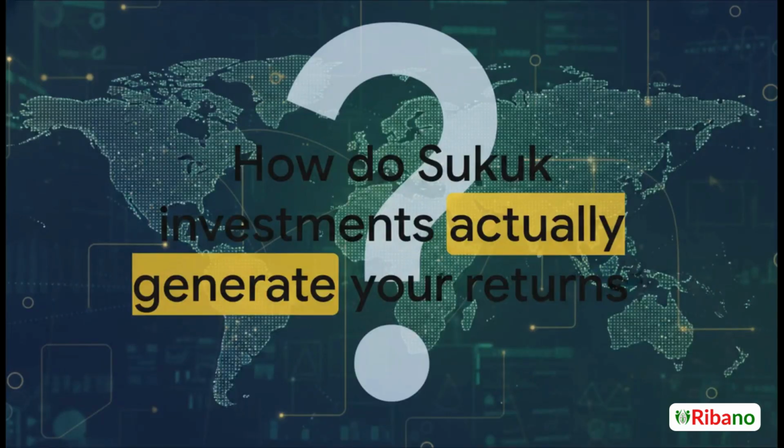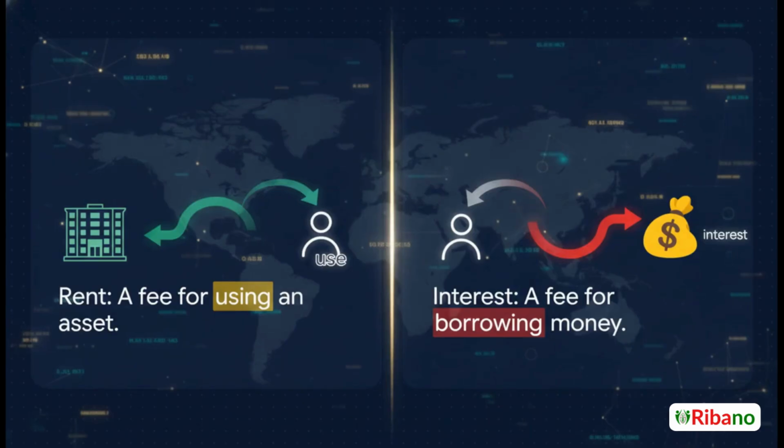Okay, let's just jump right into the question that really matters, doesn't it? How do these investments actually make you money? It's probably a lot simpler and more direct than you might think. So here's the fundamental difference, the most important thing to grasp. Your returns from a sukuk are not interest. Interest is a fee you pay for borrowing money. This is completely different. Your return is rent, a straightforward fee that someone pays to use a real, tangible asset. This is the absolute core principle that keeps everything Sharia compliant.